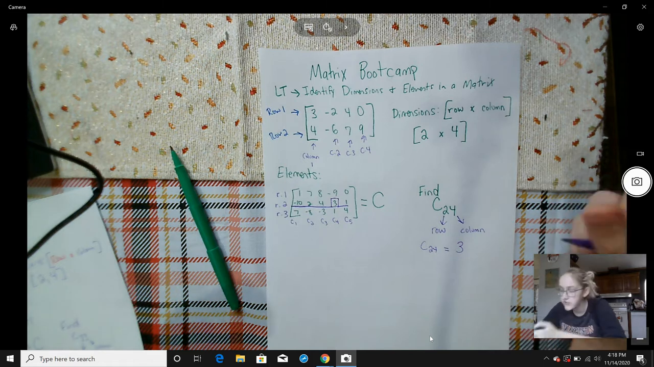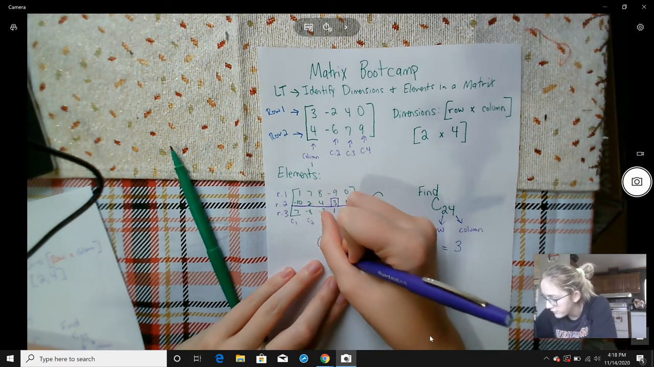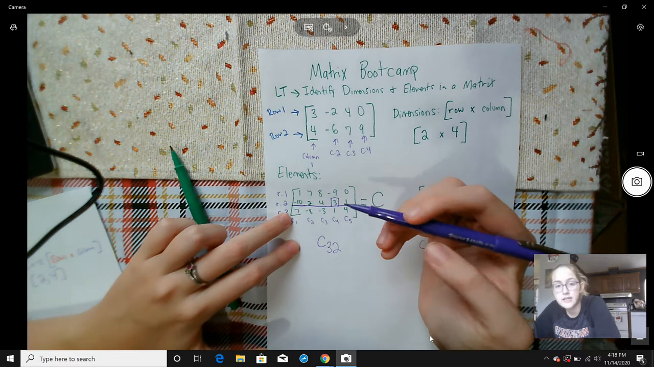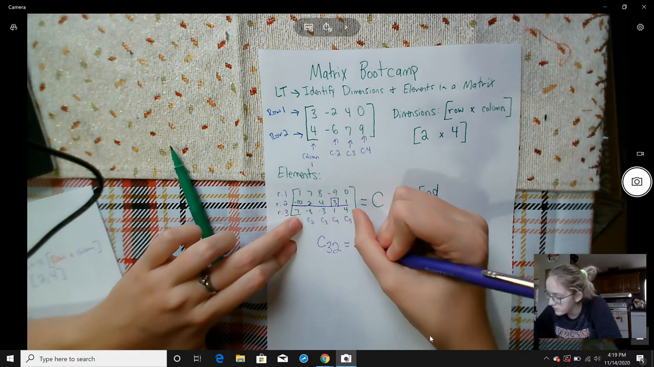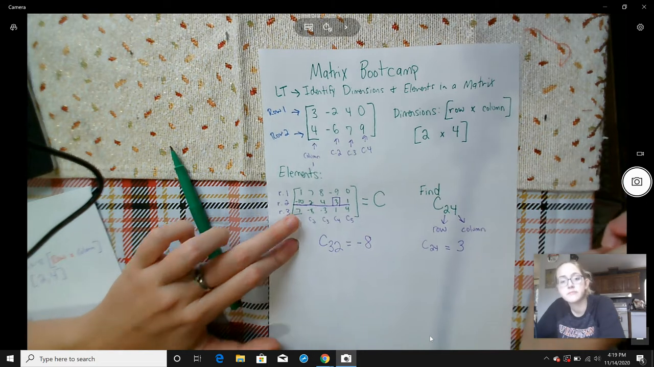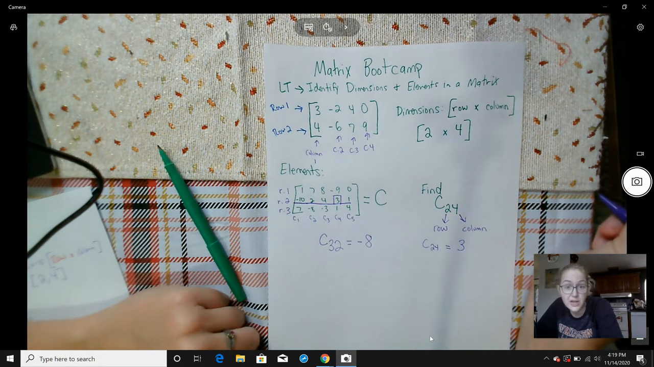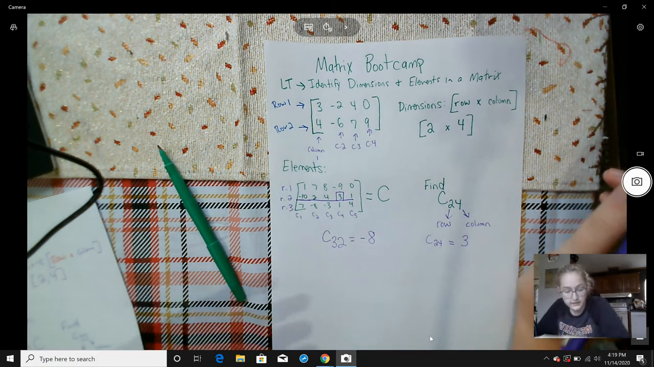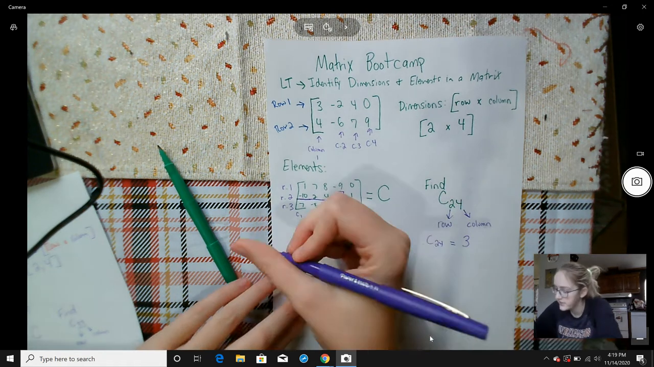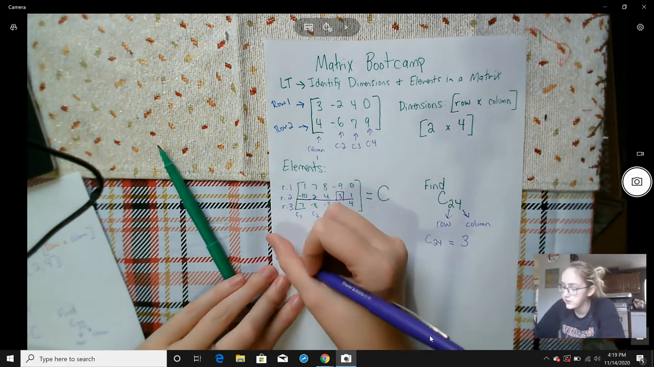So if we wanted to find like C32, we would look in row 3, column 2, and C32 is going to equal -8. So that's also pretty simple. We're just looking at our matrix C, looking at our rows and columns, and what number falls in the correct spot. Okay, and then our second learning target is we're going to add and subtract matrices.